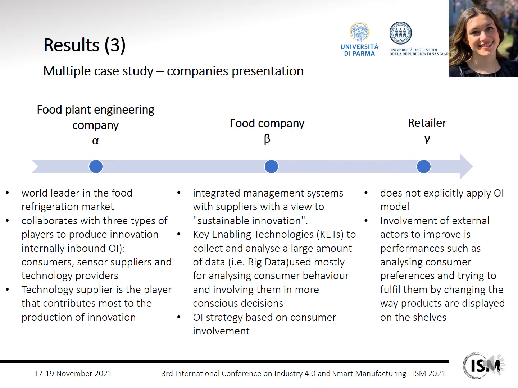Then we've got company Beta. Like most companies operating in the food sector, it is not self-sufficient in raw materials for some strategic supply chains, and thus it has set up integrated management systems with suppliers that involve participation in activities upstream in the supply chain with a view to sustainable innovation.